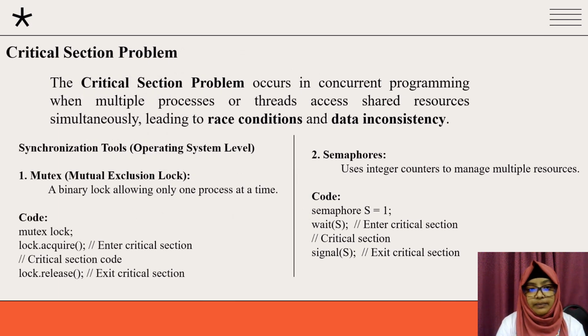Critical section problem. The critical section problem occurs in concurrent programming when multiple processes or threads access shared resources simultaneously, leading to race conditions and data inconsistency. Synchronization tools. Mutex, a binary lock allowing only one process at a time. Semaphore uses integer counters to manage multiple resources.